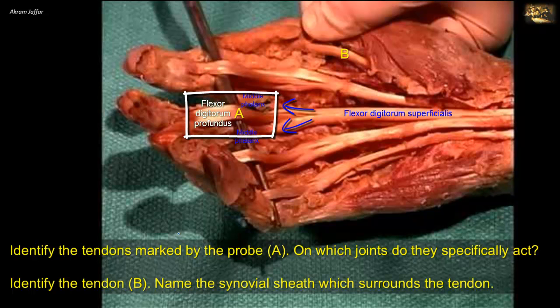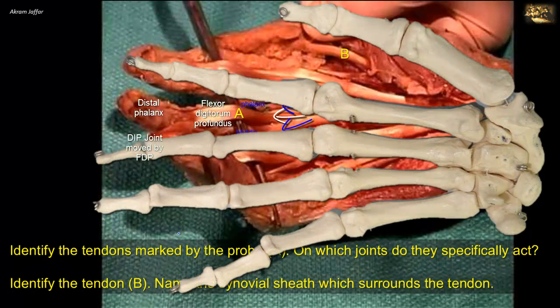The tendon of profundus, which is tendon A, passes through the split in the tendon of superficialis to be inserted into the base of the distal phalanx. So from a deeper position to a superficial position, passing through the split in the tendon of superficialis. Being attached to the distal phalanx, it will be in a position where it can specifically move the distal interphalangeal joint, while the tendon of superficialis being attached to the middle phalanx can move the proximal interphalangeal joint but not the distal interphalangeal joint. So tendon A, flexor digitorum profundus, specifically acts on the distal interphalangeal joint.